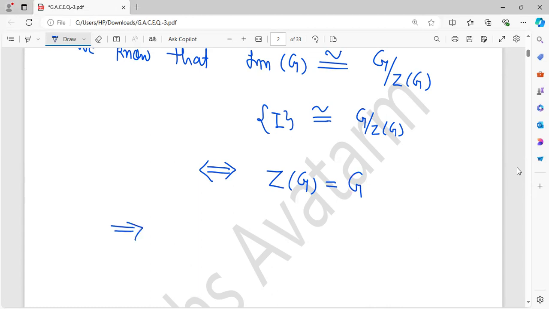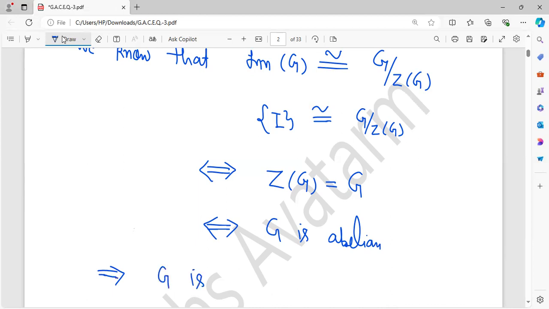So we have Z(G) equal to G. Okay. And we know that Z(G) equal to G if and only if G is abelian. This is possible if and only if G is abelian. So this implies G is abelian. So if we take any abelian group, our question will be done.